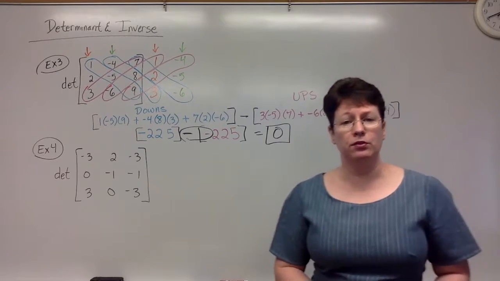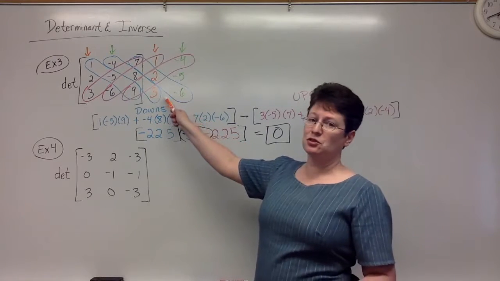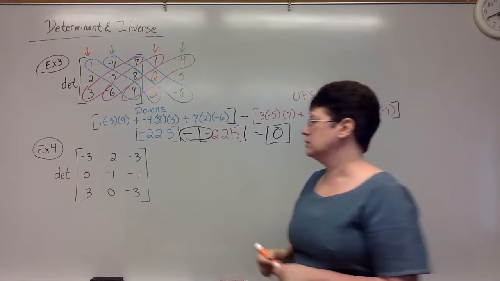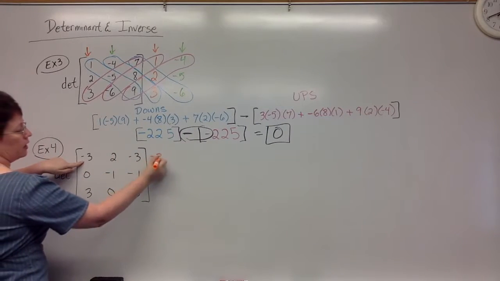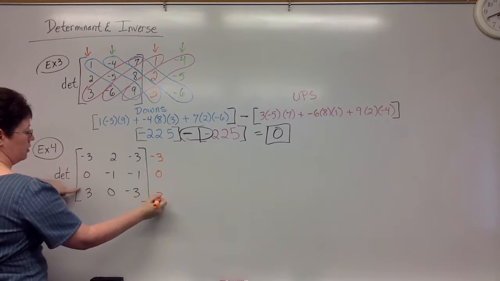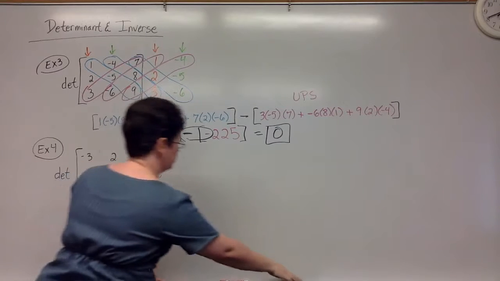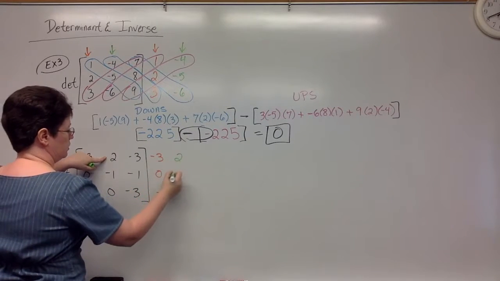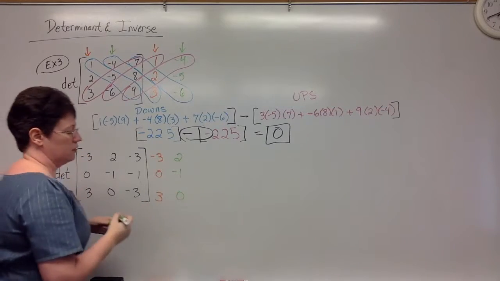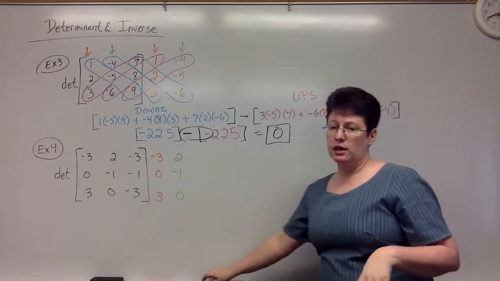Okay, do you remember the first step? First step, write the extra columns. Column 1, write it first. So what's in column 1? I have -3, 0, 3. Now I need to write column 2. Let's write that one in. Column 2, 2, -1, 0. I have my columns written in. Now what do we do?